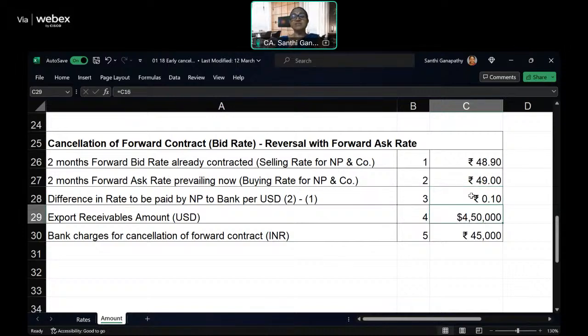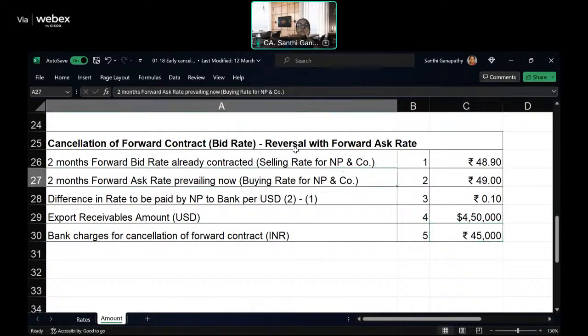For the entire 4,50,000, how much is the amount? If I had already entered into a contract to sell, now I have to enter into a contract to buy. For sell, what is applicable is bid rate. For buying, what is applicable is ask rate. Always the bid and the ask is from the bank's point of view. So I end up losing 45,000. This amount has to be paid.